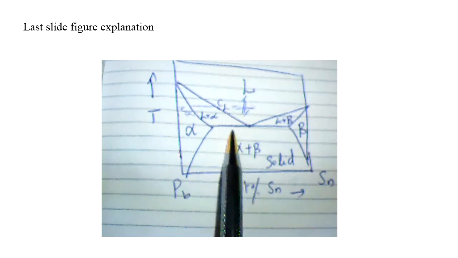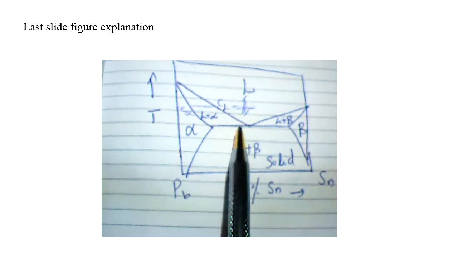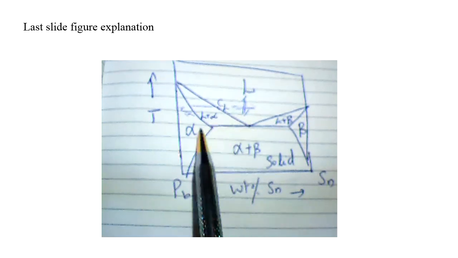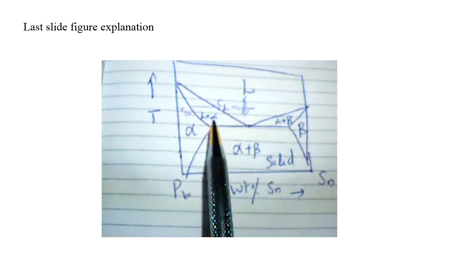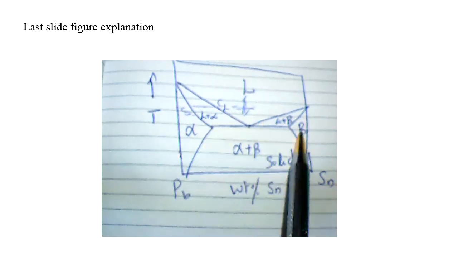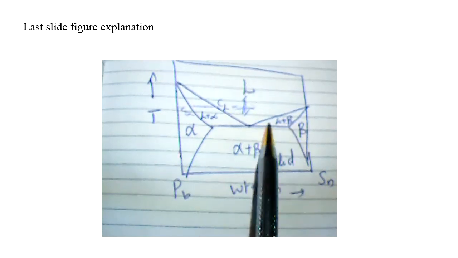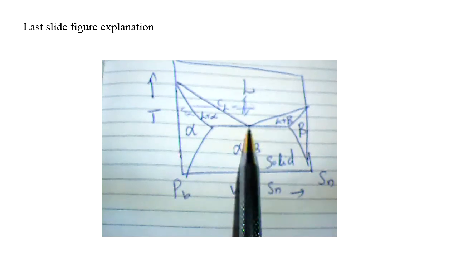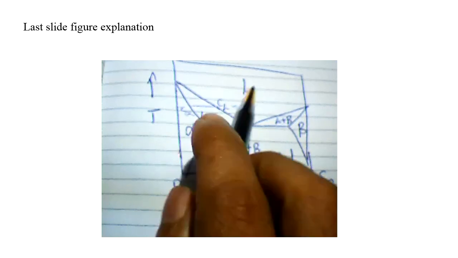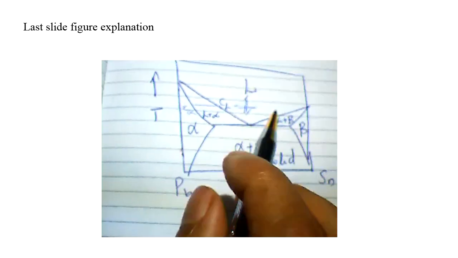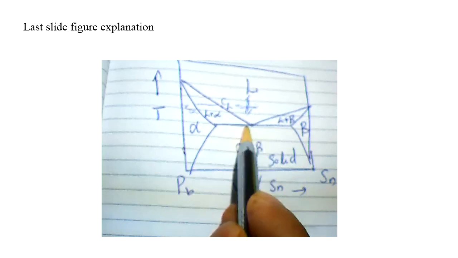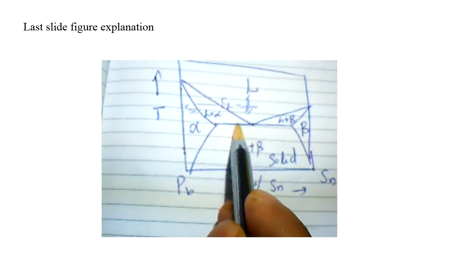In the third case, we consider three phases in equilibrium. So alpha is in equilibrium with liquid and beta. So three phases are in equilibrium. That means we find out that the degrees of freedom F value is 0. That means we cannot specify any of these variables. So in this case, the central horizontal line represents the three-phase equilibrium.